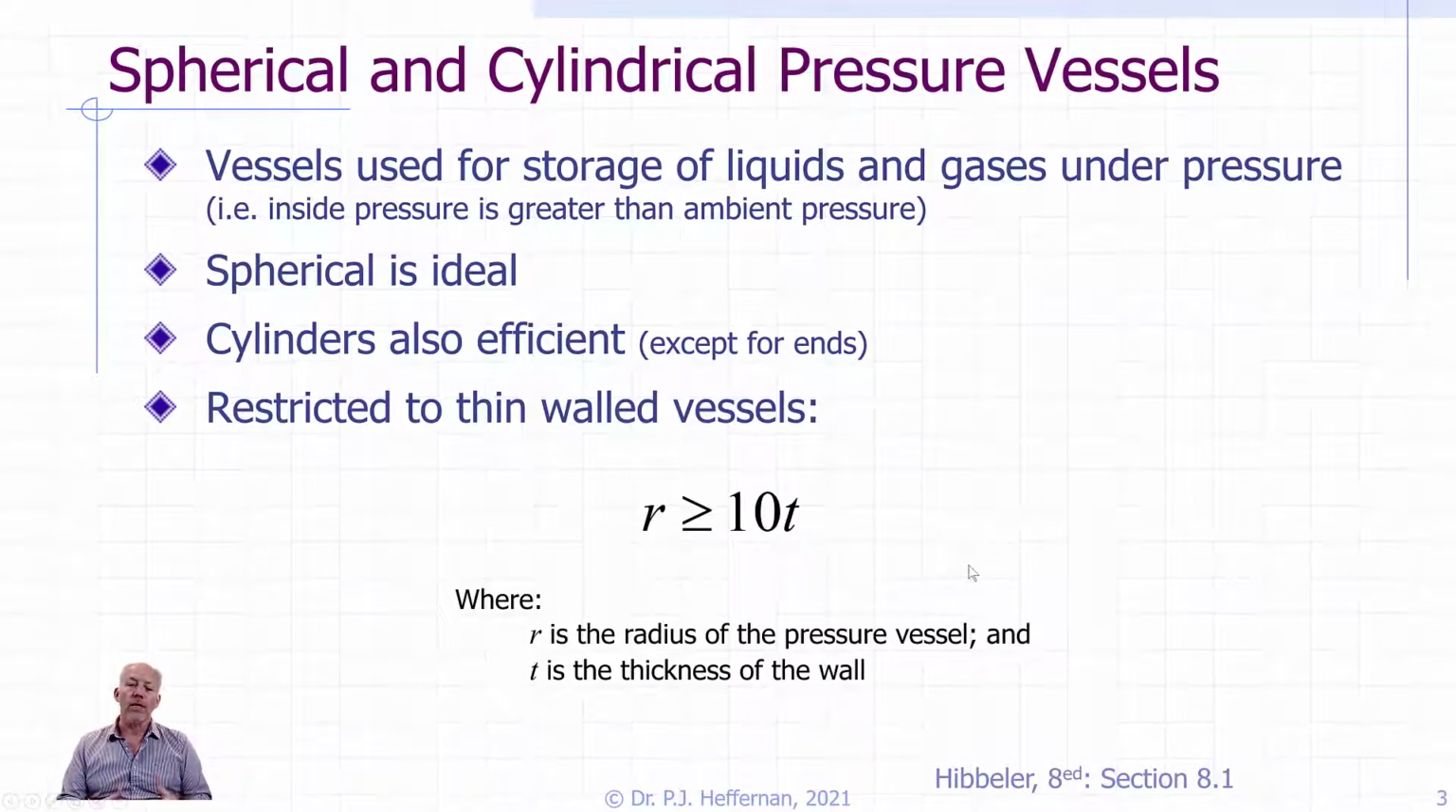So we're only going to restrict our study to thin wall pressure vessels, which is to say that the radius is greater than 10 times the thickness. And this is a simplification that allows us to assume that we have a uniform average normal stress within the pressure wall itself. And so we can come up with fairly simple equations to reflect that.